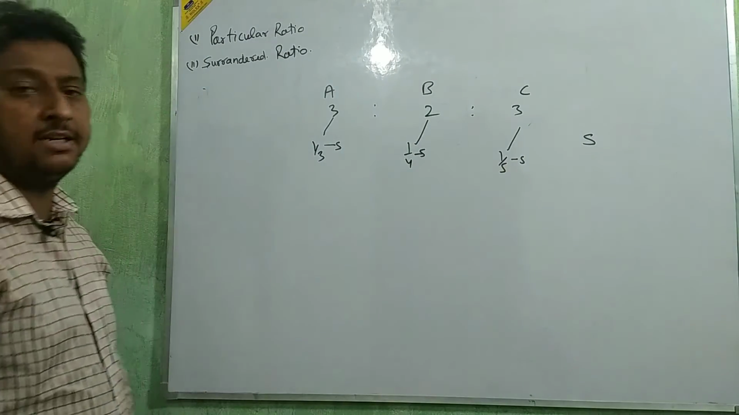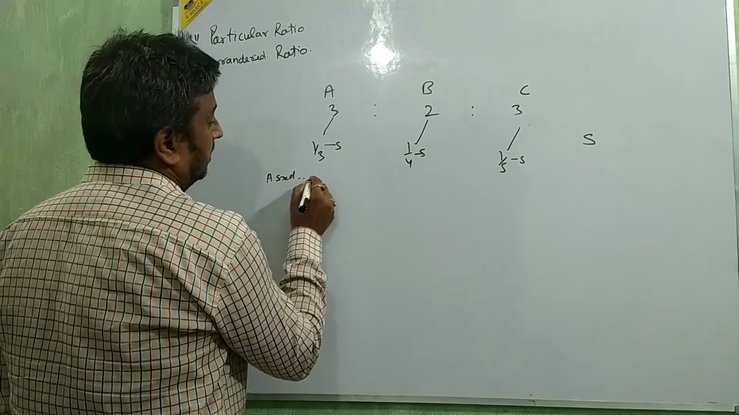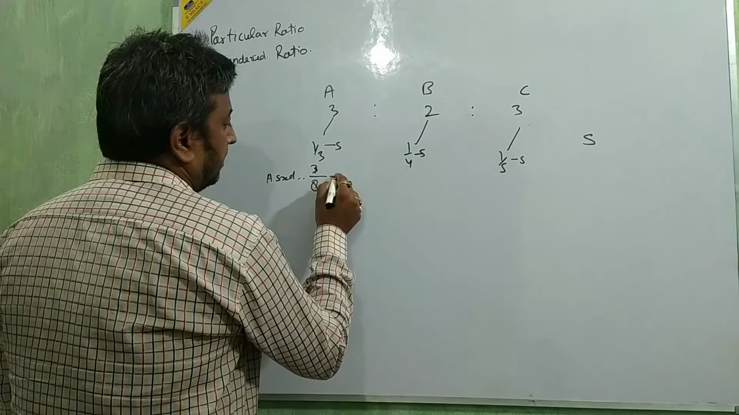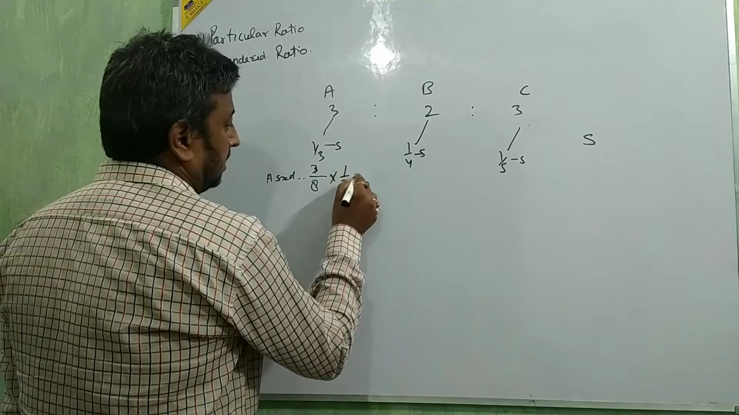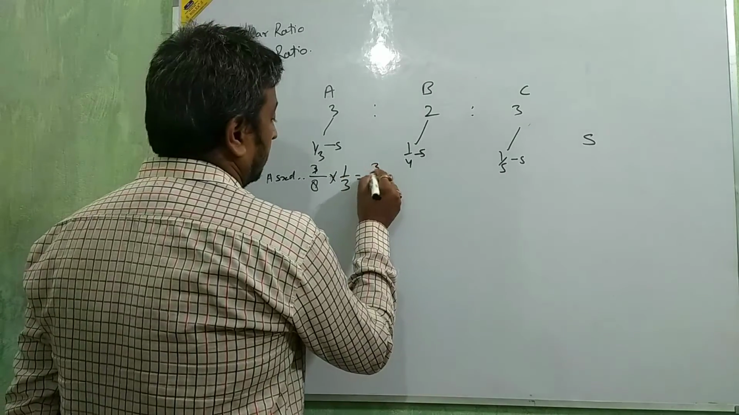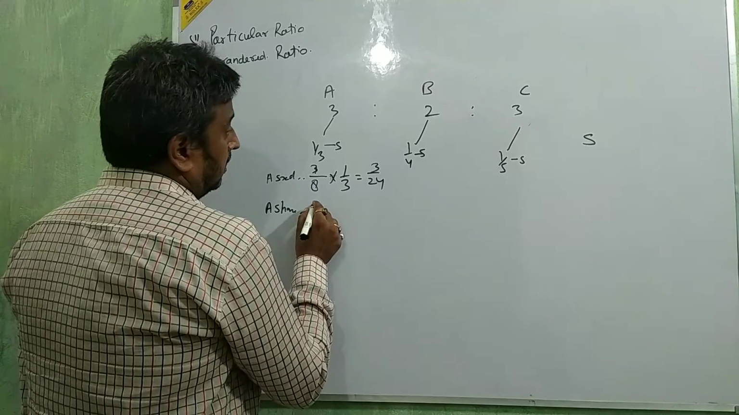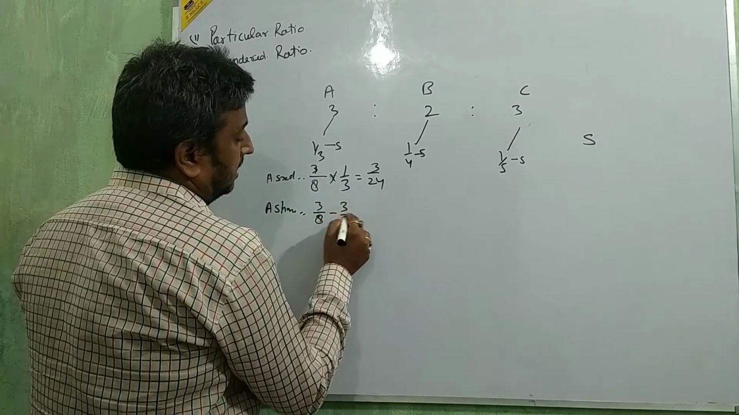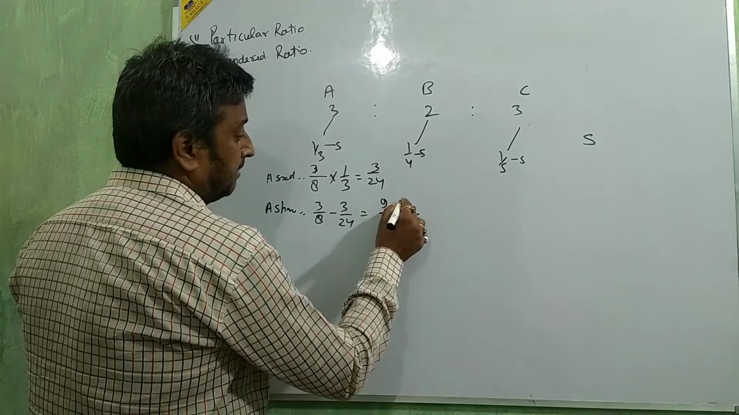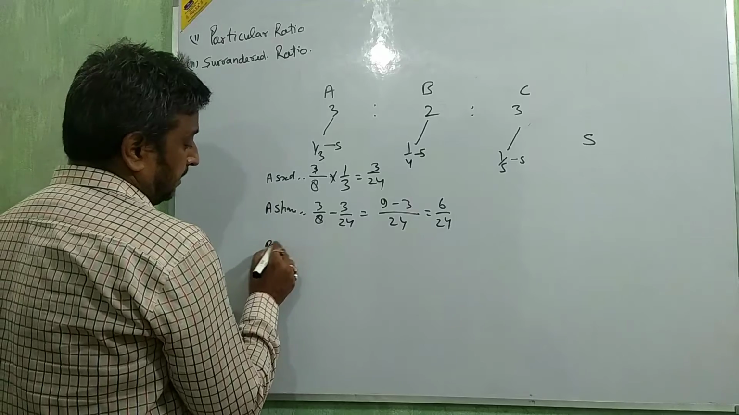Okay. First we are going to calculate the surrender value. A surrender: 3/8 into 1/3. Okay, beta? 3/8 into 1/3. It means 3/24. Then A share: 3/8 minus 3/24. The denominator is 24, 3 times 3 is 9, minus 3. It means A ratio is 6/24. Clear?